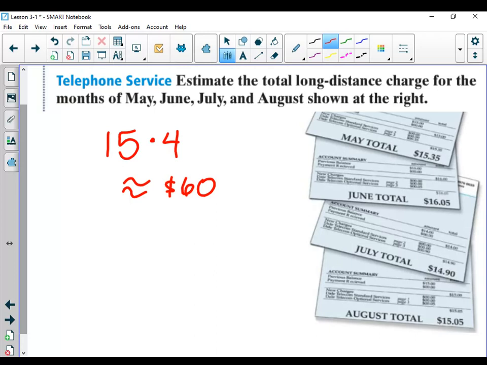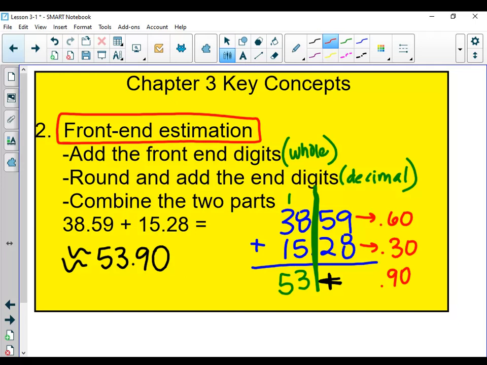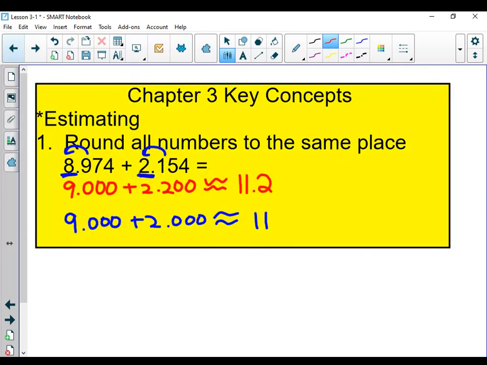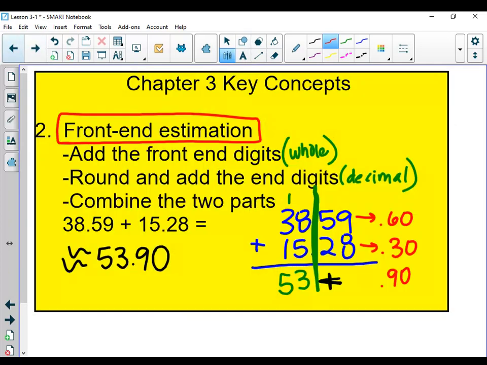When you turn to today's worksheet, a couple questions give you the choice. Would you prefer to use clustering? Would you prefer to use front-end estimation? Would you prefer to use estimating first? A couple other problems say you will use this strategy on this problem. You will use front-end estimation. Probably a good idea to leave your notes out while you're working on the worksheet so you don't forget the strategy. You can refer back to it.